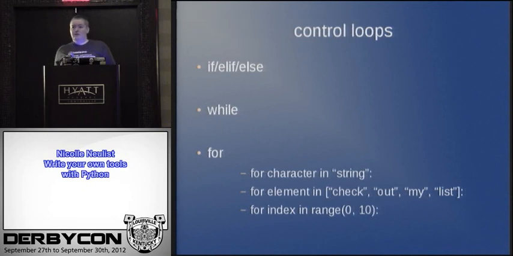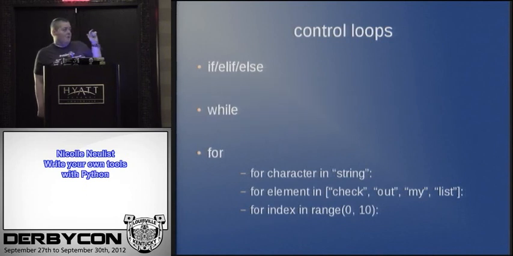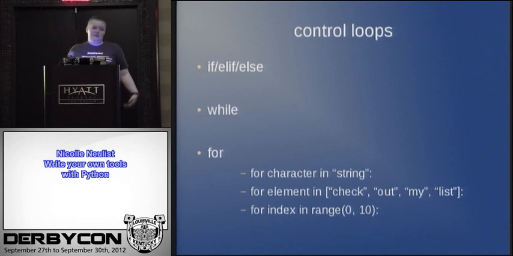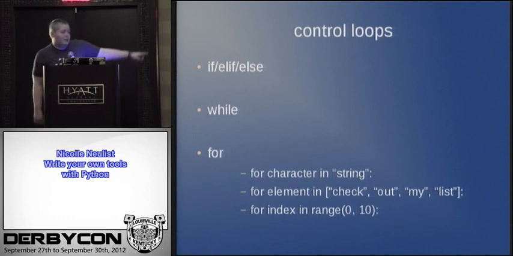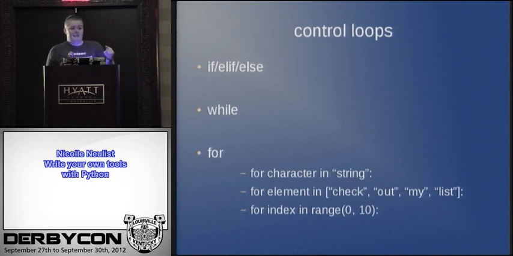Control loops, it has all the loops you'd expect from a language. If, elif, else, while, for. I want to point out for is really nice because it's a very intuitive syntax. Like you have here, for character in string. It'll do something with the S, then something with the T, then something with the R. Like it treats the string as a list of characters. For element, you saw that in the little Chumbawamba script, does something with check, does something with out, etc.